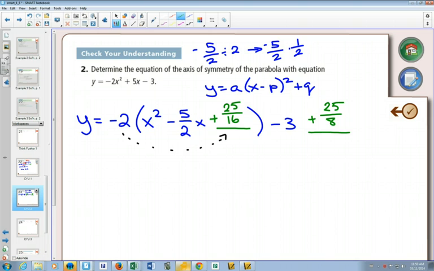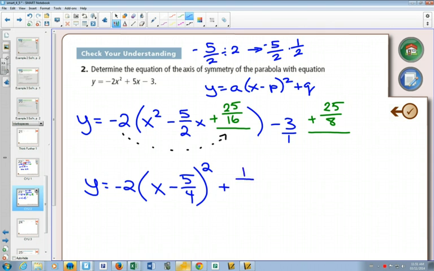So now our final form will be y equals -2 times x minus, again, half of -5/2 we already figured out was -5/4, squared. How do I put the -3 and the plus 25/8 together? Common denominator. -3 is -3/1, which is the same as -24/8. -24/8 plus 25/8 would be plus 1/8.